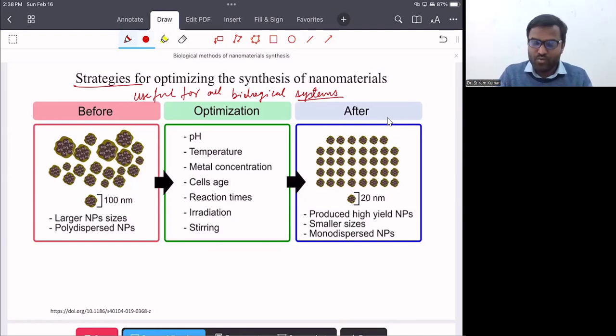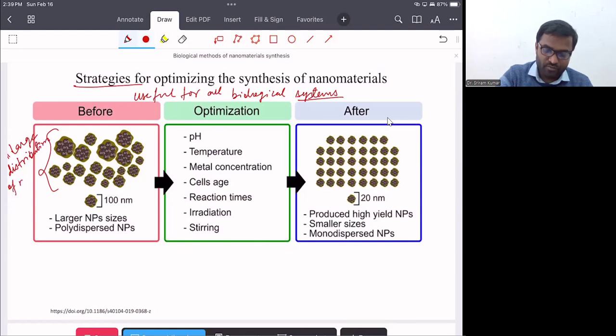So now let's understand how a biological sample affects nanomaterial synthesis. If you don't use bacteria as a template, or any kind of biological system, then we will have a large distribution of nanomaterials. There is a large distribution of nanomaterial size, and we have polydispersed nanoparticles. At the same time, we don't have control over the nanomaterial synthesis, so we will have heterogeneity.